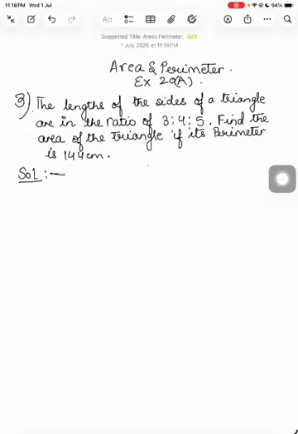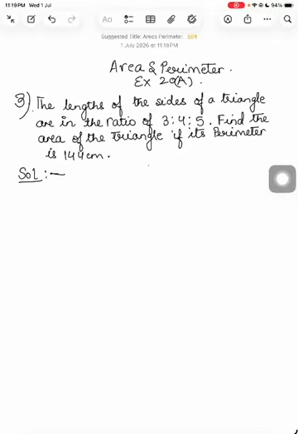Hi, we are doing area and perimeter exercise 20A, question number 3. The question says the lengths of the sides of a triangle are in the ratio of 3 is to 4 is to 5. Find the area of the triangle if the perimeter is 144 centimeter.